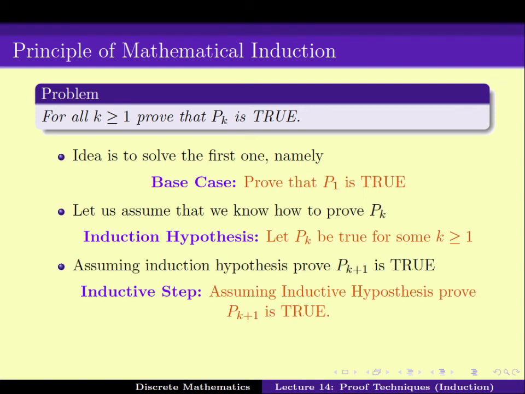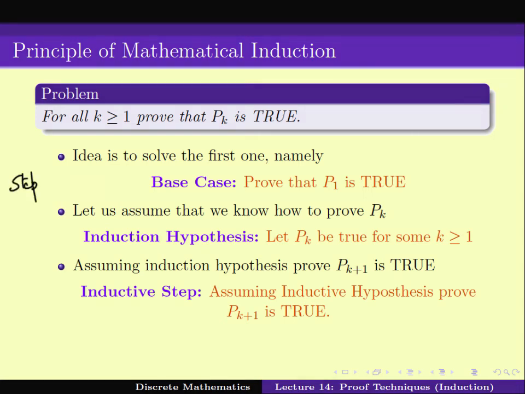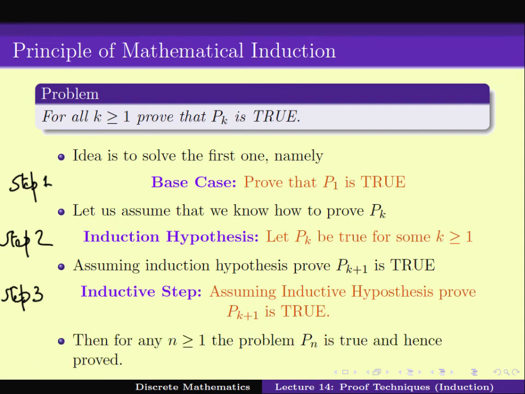And the inductive step is that, assuming the induction hypothesis, can you prove the next statement, namely, can you prove Pk plus 1 is true? So these are the three steps: step 1, step 2, and step 3. And once you have step 3, then it follows that we have the whole problem. Namely, we have proved that for all n, Pn is true. This is what is guaranteed by the principle of induction, and we will be using this to prove our theorems or our problems.